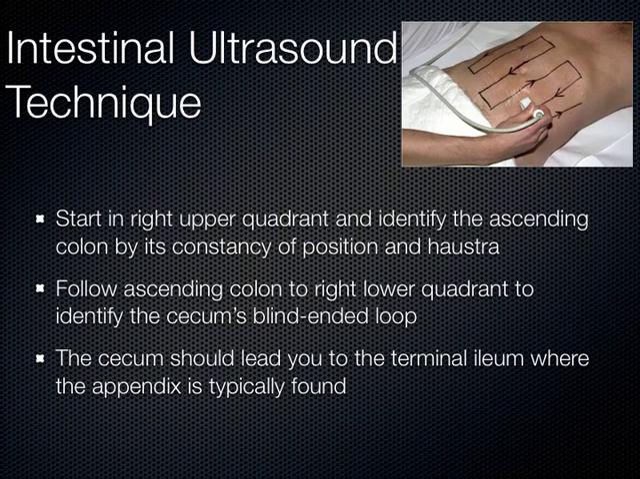What we're going to do is something called mowing the lawn. We start in the right upper quadrant and find the ascending colon. That's where it always is, right up there in the right upper quadrant. We can tell it's ascending colon because it's got haustra. Recall that haustra are little indentations in the bowel wall that don't cross all the way across to the other wall. They're just like little sections that are sectioned off, whereas in the small bowel, we have something called plicae circulares that do cross the entire wall of the bowel, which I'll show you in a minute.